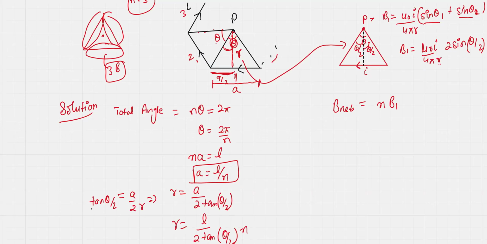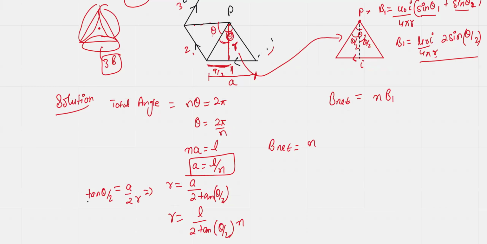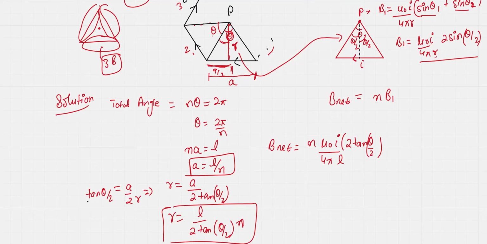Now again come back. B net is equal to n times b1. B1 is equal to this whole thing, right? So keep the formula over here: mu naught I divided by 4 pi r, times 2. What is the value of r? Let's keep the value of r. So r is this value, right? If I remove it, can I put the formula? Yes, L divided by 2. Whatever is in the denominator will definitely go upside. So it will be 2 times tan of theta by 2 multiplied with this n. This is complete. I have kept it.